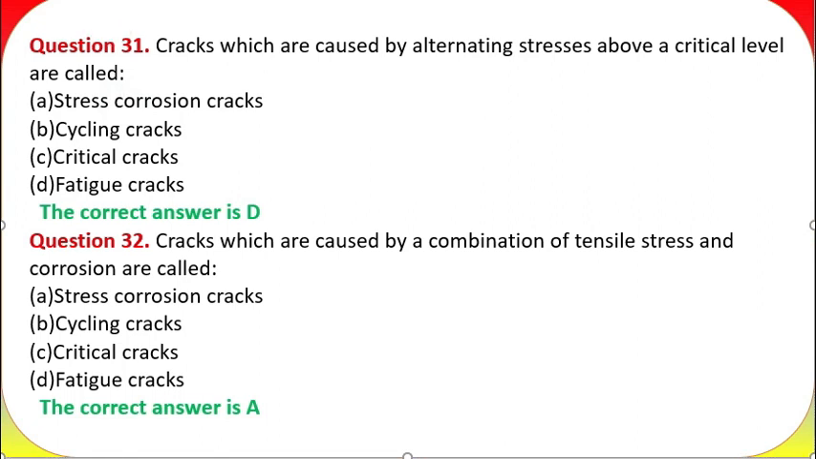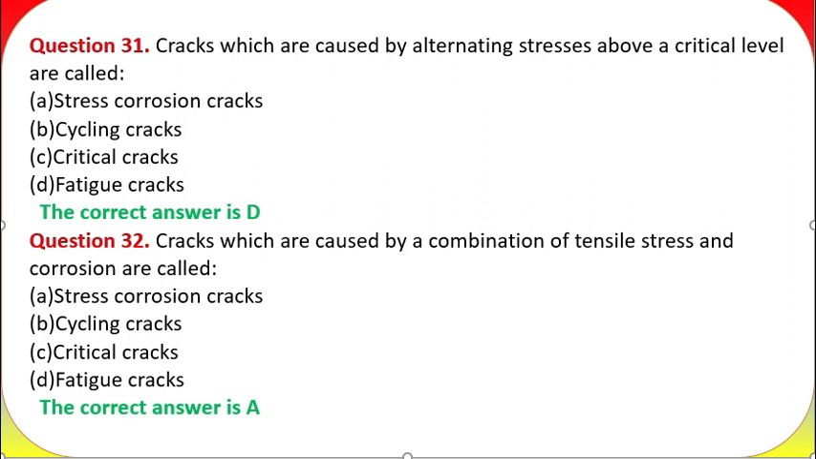Question 31. Cracks which are caused by alternating stresses above a critical level are called: A. Stress corrosion cracks. B. Cycling cracks. C. Critical cracks. D. Fatigue cracks. The correct answer is D.